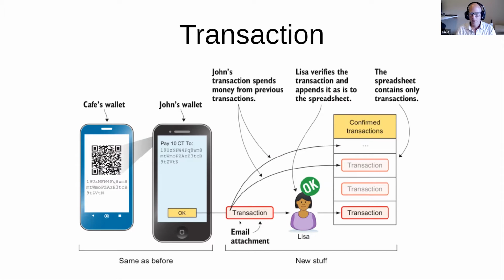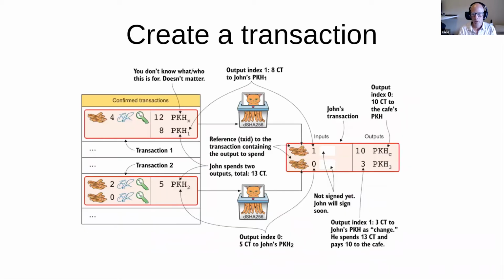The transaction spends money from previous transactions. I'll show you that later, but each transaction must spend money from previous transactions. So we'll have a look at how it looks.